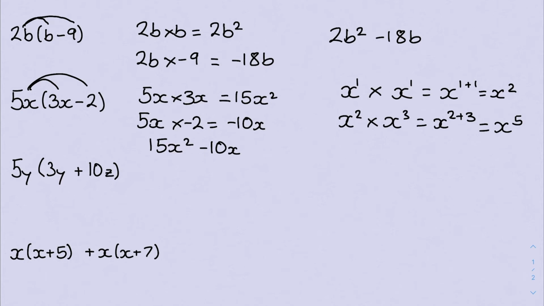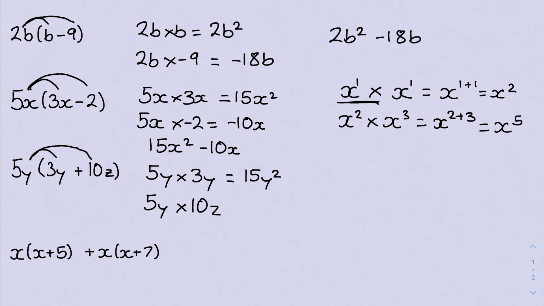Okay, looking at the same sort of idea this time, but we've just got more letters involved. Okay, so we'll draw on our multiplier lines like normal. So here we have 5y multiplied by 3y, which will be 15y squared, because of this rule we looked at before. Okay, and then we then have 5y multiplied by 10z. So here, same sort of thing, we'll just multiply the numbers, which will give us 50. And then multiplying our letters, we can't combine the powers, so we'll just keep them separate, so we'll have yz. Okay, so our final answer here would be 15y squared plus 50yz.